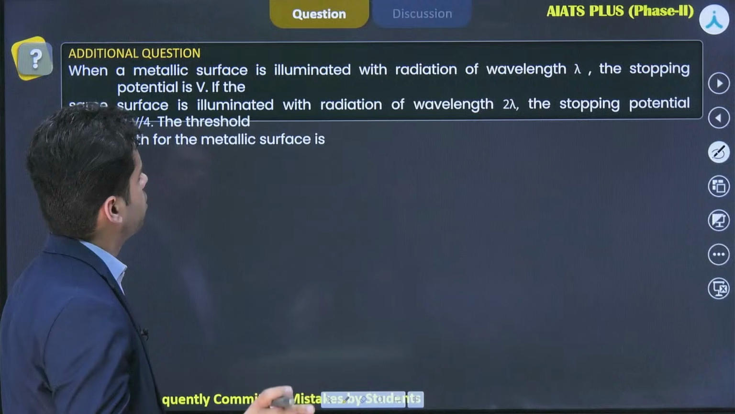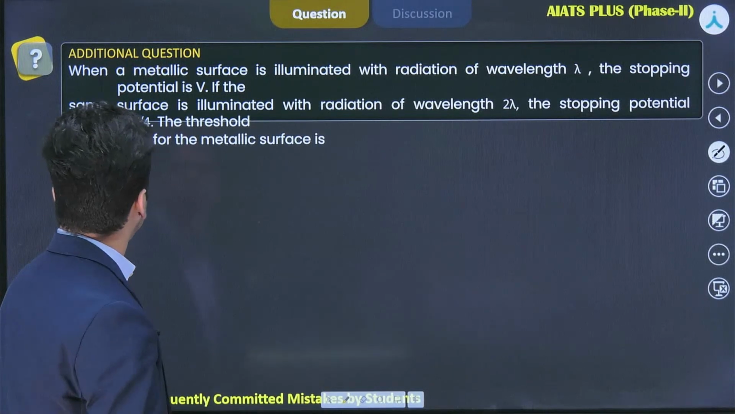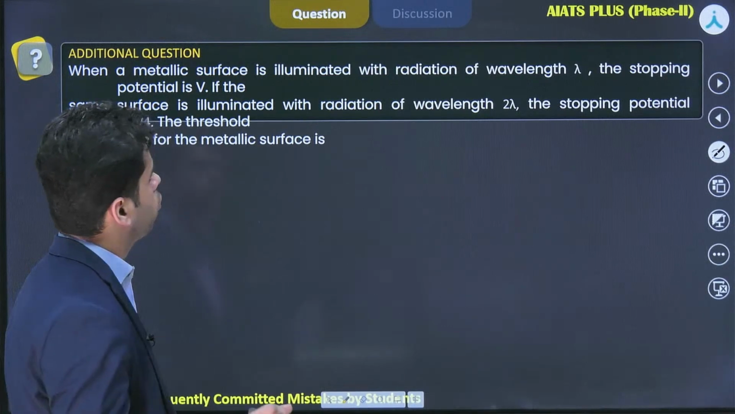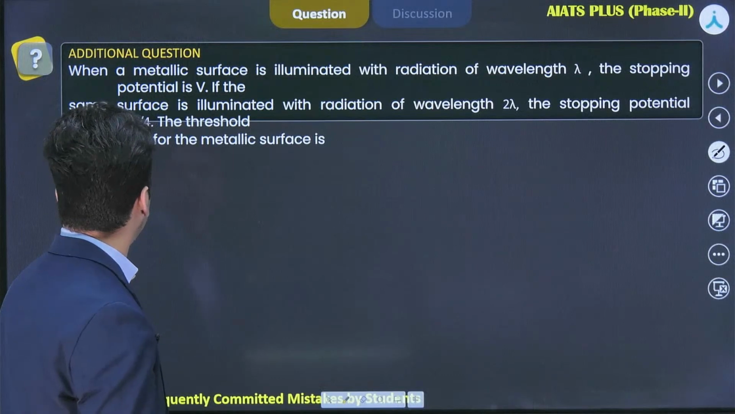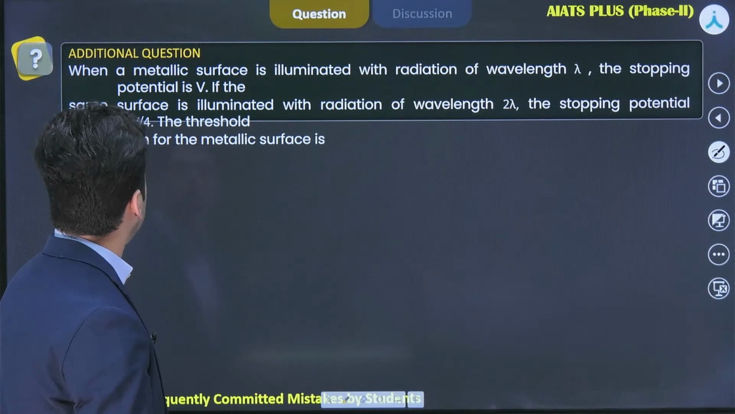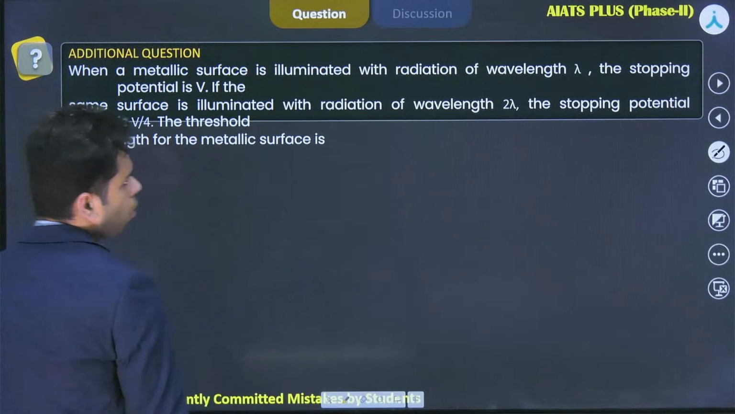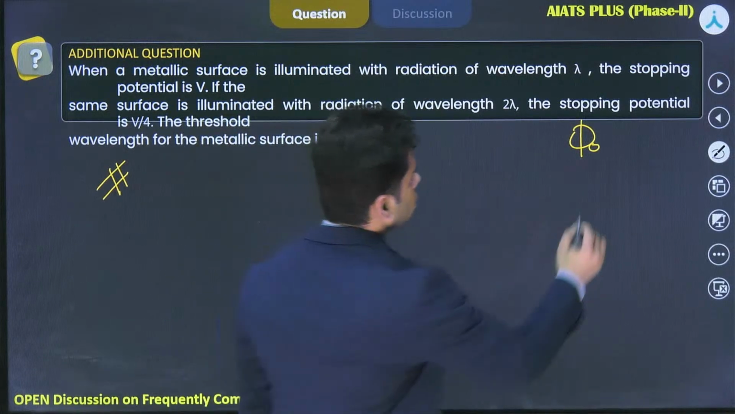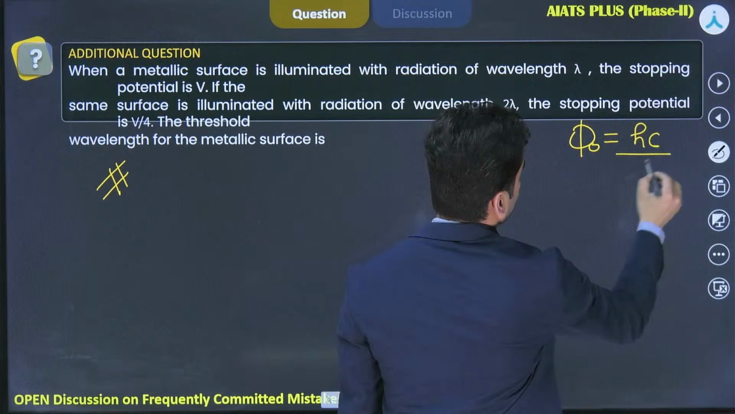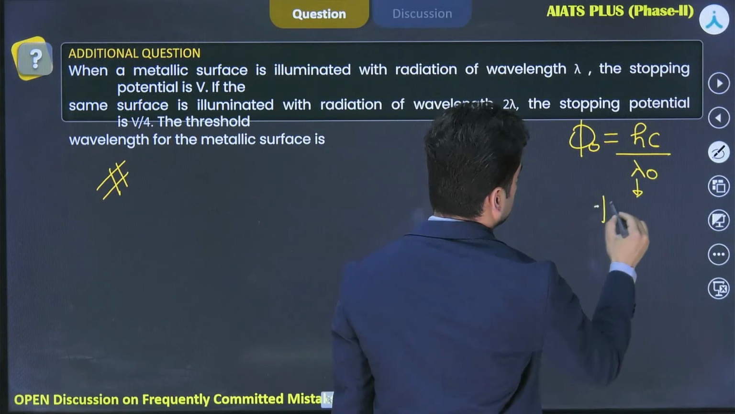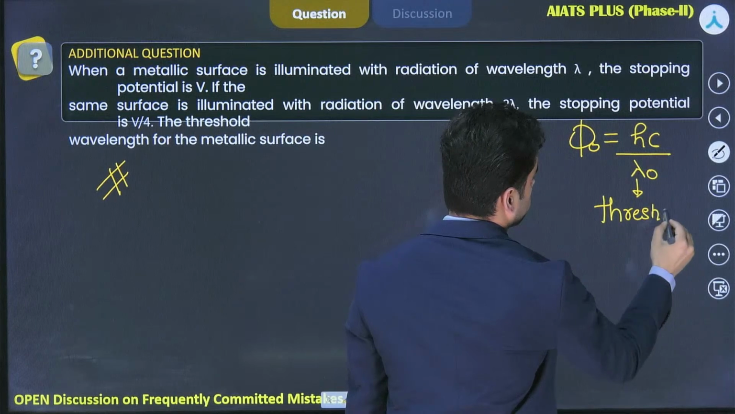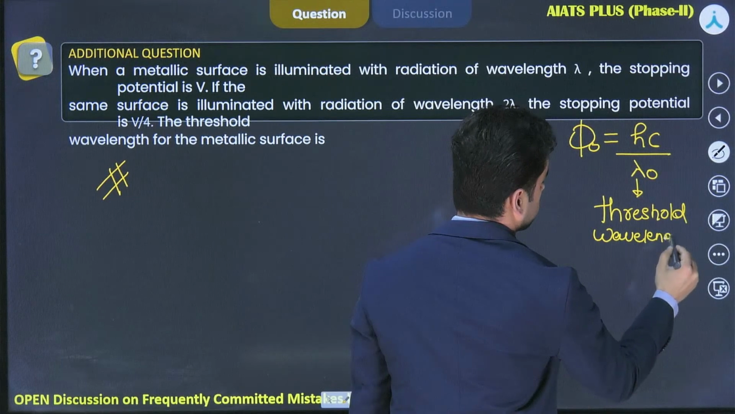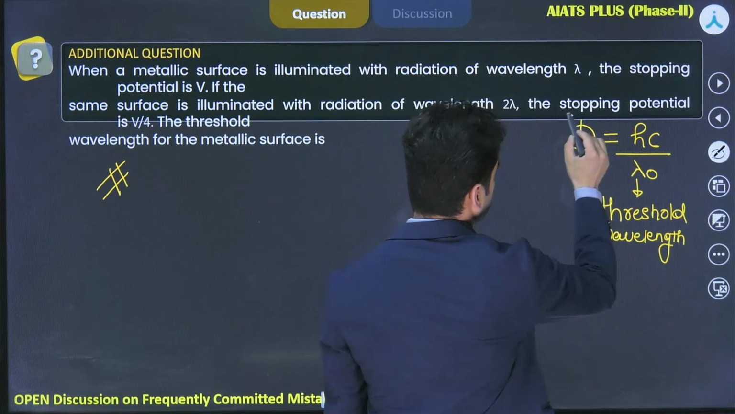It says that when the metallic surface is illuminated with radiation of wavelength lambda, the stopping potential is V. If the same surface is illuminated with radiation of wavelength 2 lambda, the stopping potential is V by 4. You need to find the threshold wavelength for the metallic surface. I just discussed that phi naught is given by hc by lambda naught, where lambda naught is your threshold wavelength.